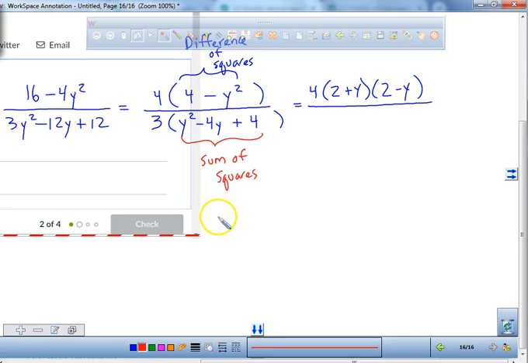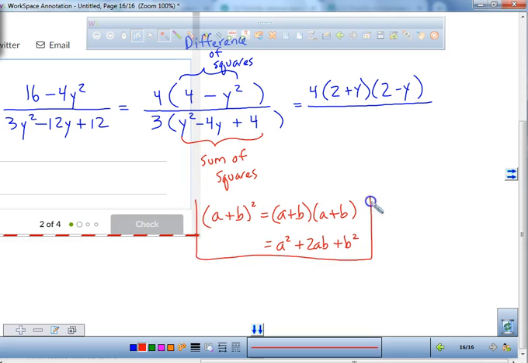Okay? If you Googled sum of squares, if I said, what's a plus b squared? That would be a plus b times a plus b, and you would get the result of a squared plus 2ab plus b squared. This is what you would probably find if you just Googled what's the sum of squares. That's all they would give you. Let me show you the pattern though. It's very, very easy.